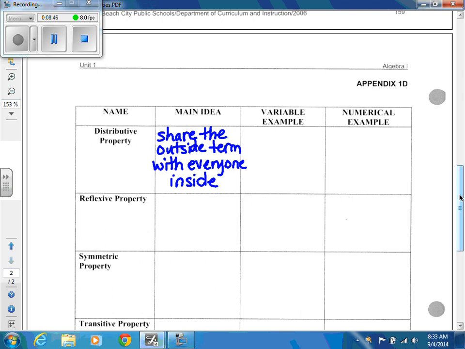Okay. For a variable example, I would have an a on the outside of parentheses, and in parentheses I would have b minus c. In order to do the distributive property, you have to multiply that a to everybody in the parentheses. So we take a times b, and that gives you ab. Then we take a times c, and that gives you ac, and there's a minus sign in the middle. Notice how both pieces have the a in it because you gave the a to everybody in the parentheses. You have to make sure that happens.